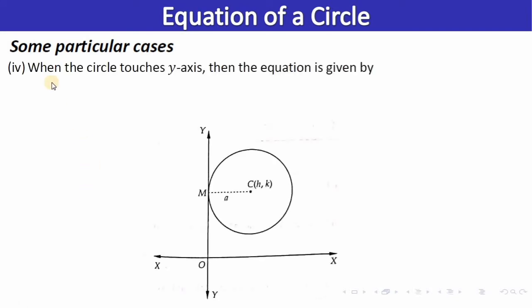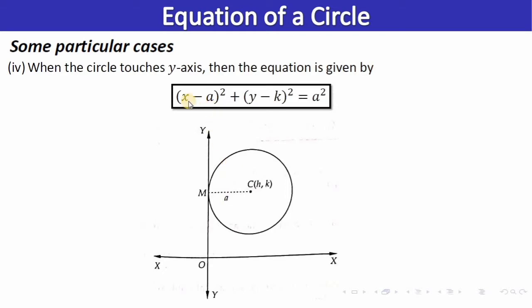So in case 4, when the circle touches the y-axis. Okay, so in the earlier case you saw that the circle touched the x-axis. That means the x-axis was your tangent. So in this case, the y-axis becomes your tangent. So this means from here to here, that is h, is equal to a. And from here to here is my k. So basically this h and a are equal, so that's why my equation becomes (x minus h), that means instead of h, I have written a, whole square plus (y minus k) whole square equals a square.